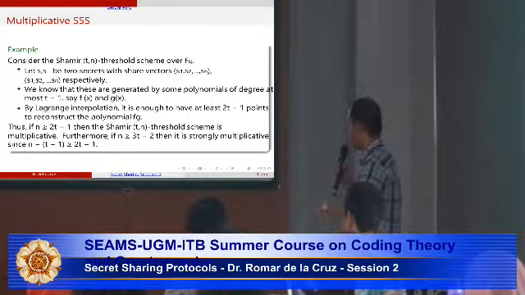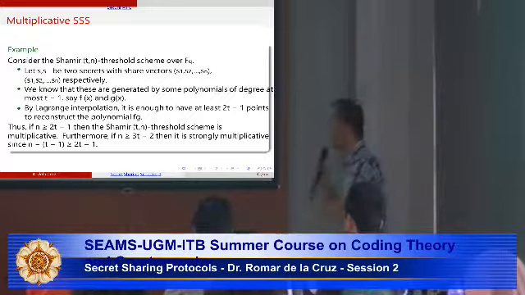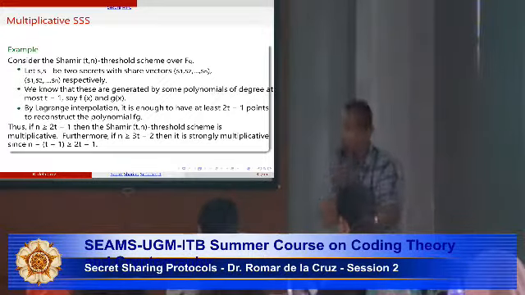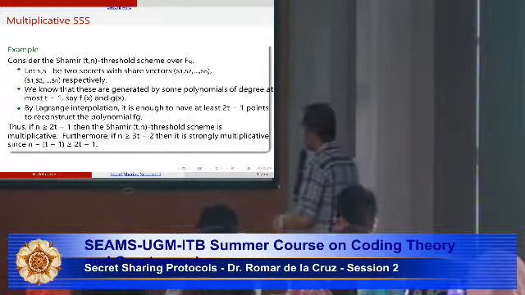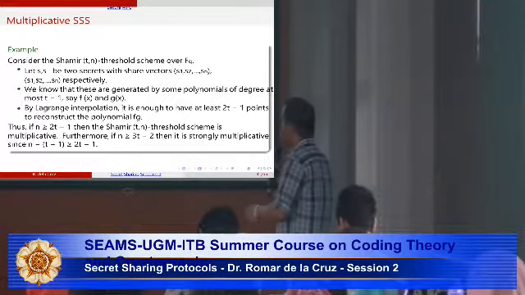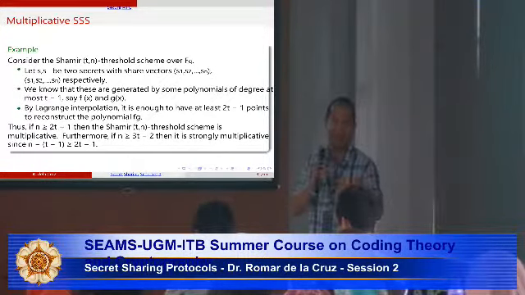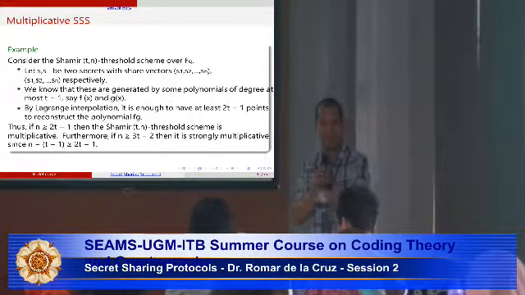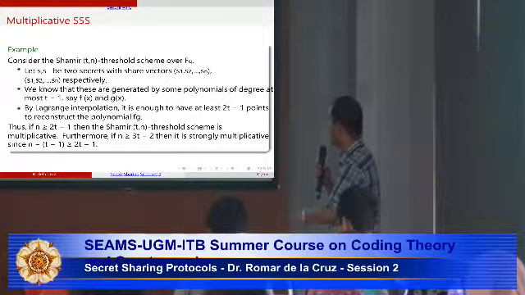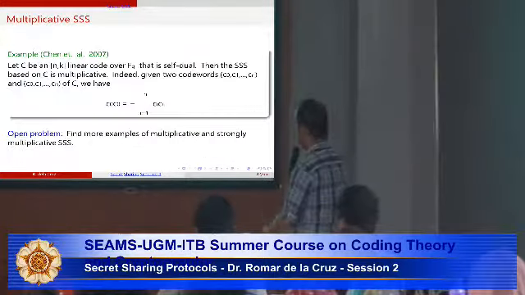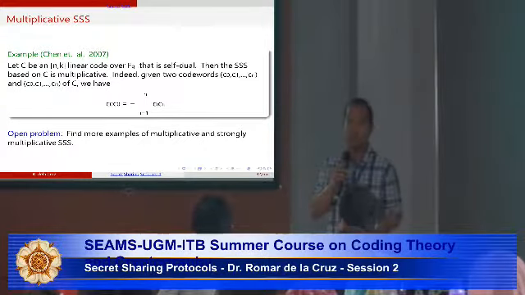So it is an example of a multiplicative scheme. But take note, by the time Shamir proposed this scheme, you didn't have the concept of multiplicative or strongly multiplicative. But it turns out this scheme satisfies this property. So, another example of a multiplicative dual code.